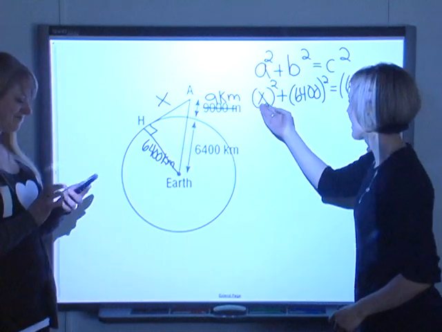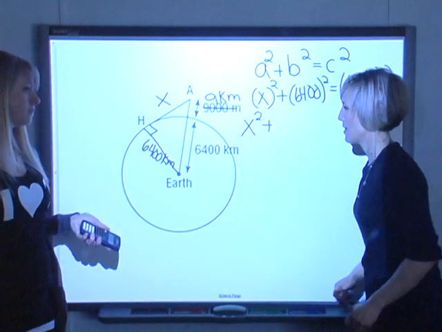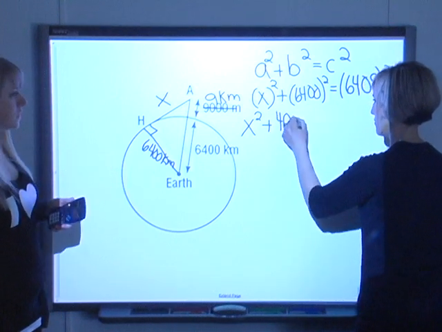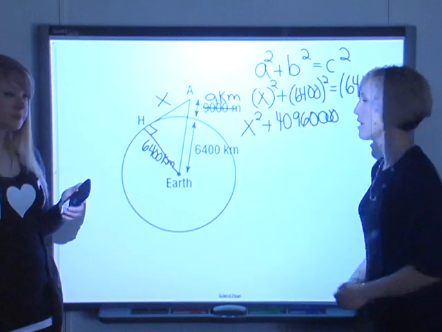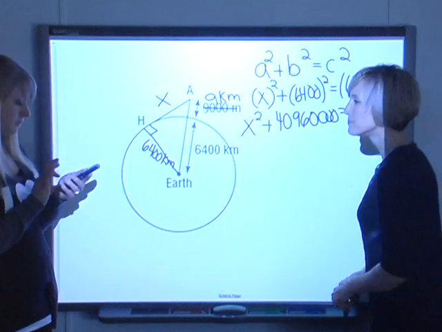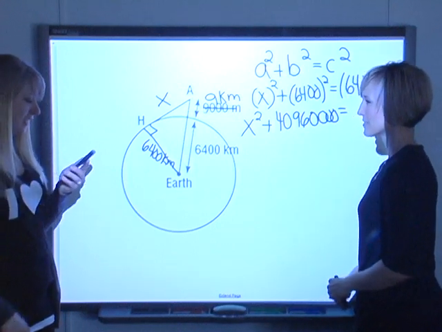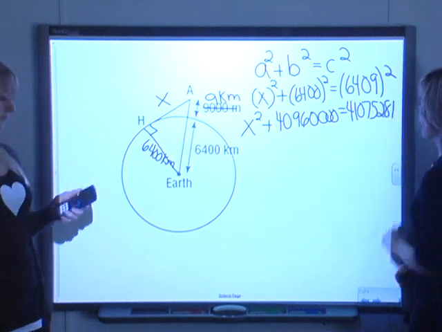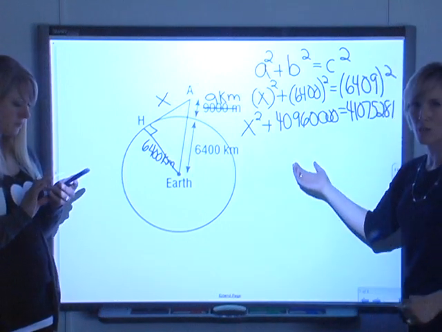All right, so we know that x squared is just going to be x squared. And Mrs. F is helping with the calculator here. 6,400 squared is 4096 and then 4 zeros, so it is 40,960,000. And then 6,409 squared would be 41,075,281. All right, and now we're going to solve simply by balancing again.